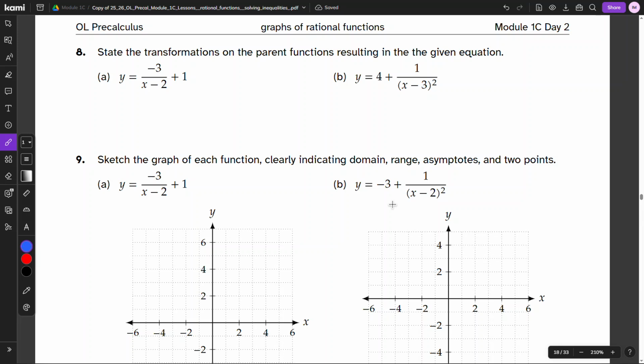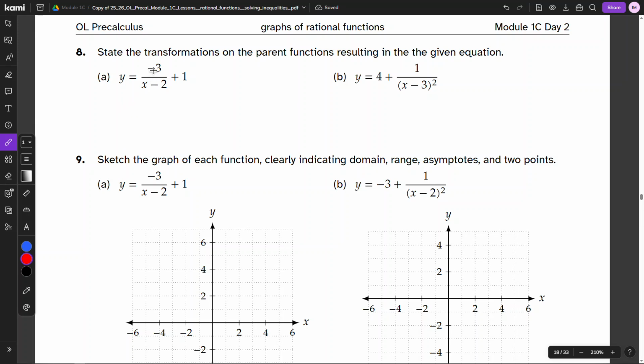Okay, let's wrap up the day two practice, things that we do need to be able to identify, things that will be assessed to ensure that you can do. All right, so first one, state the transformations that result in.